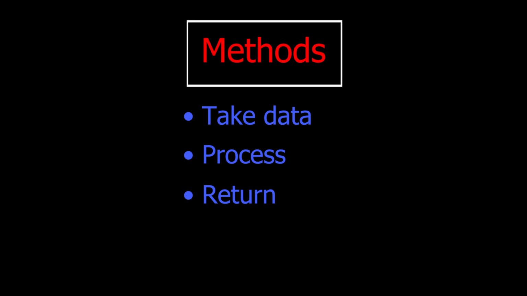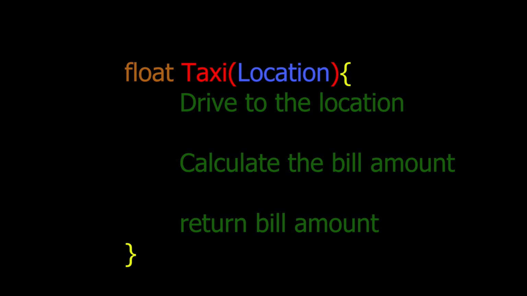A method is a collection of instructions that need to run in order to complete a task. A method can take data, process data, and return data. Let's say a taxi driver is a method. You will give the input of the location you want to go, it will drive you to the location, and return the bill amount. Methods may not always take an input.